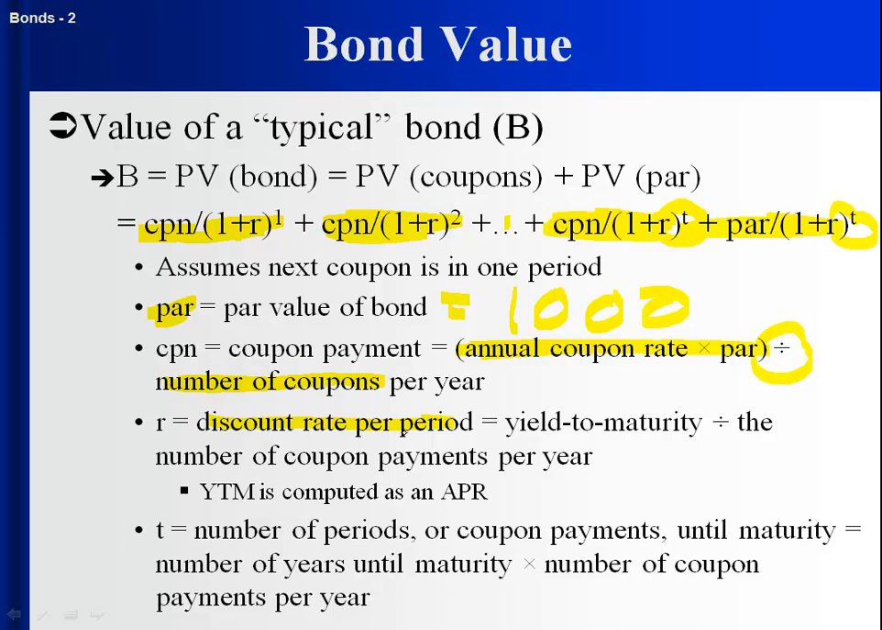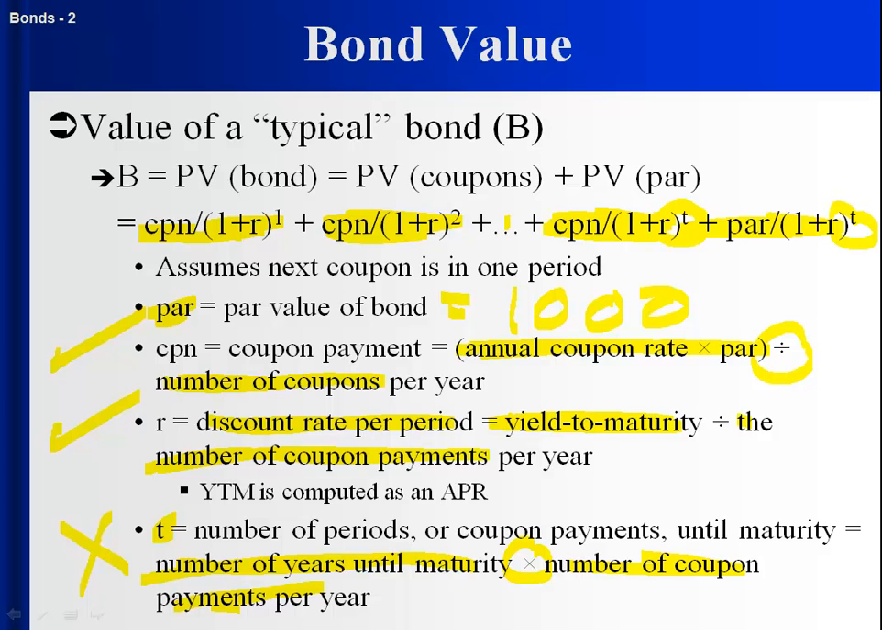R is the discount rate per period. So again, it's the yield to maturity, which is for a whole year, divided by the number of coupon payments per year. And T is the number of periods. It's the number of years until maturity times the number of coupon payments per year. So notice there's a couple of cases where you divide by the number of coupons, and then one case where you multiply. Understanding why makes it so memorization is not necessary.